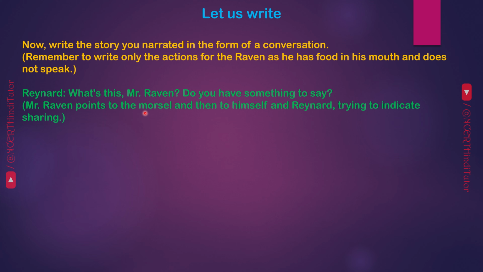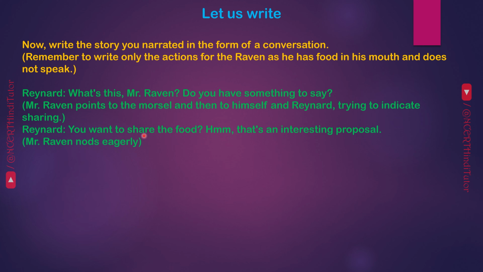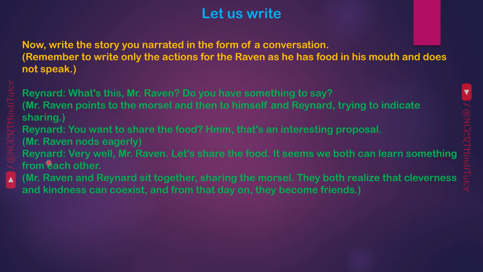Mr. Raven points to the morsel and then to himself and Reynard, trying to indicate sharing. Reynard: You want to share the food? That's an interesting proposal. Mr. Raven nods eagerly. Reynard: Very well, Mr. Raven. Let's share the food. It seems we both can learn something from each other. Mr. Raven and Reynard sit together, sharing the morsel. They both realize that cleverness and kindness can coexist, and from that day on, they become friends.